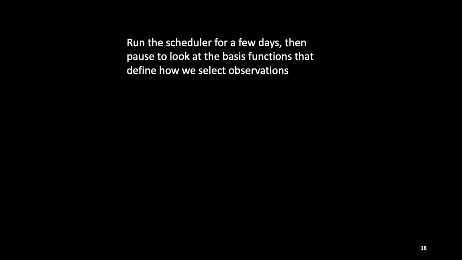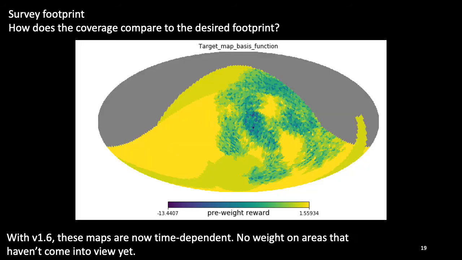All right, so let me just run the scheduler for a few days, and then we'll pause and look at the basis functions that the Markov decision process uses to define how we select observations. So our first basis function is the survey footprint.